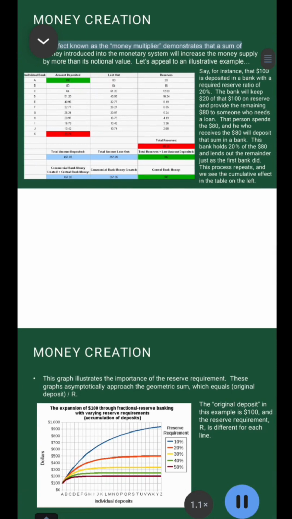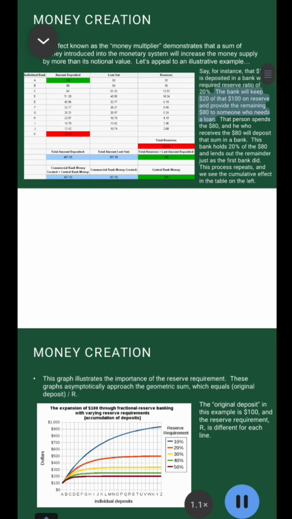Money creation. An effect known as the money multiplier demonstrates that a sum of money introduced into the monetary system will increase the money supply by more than its notional value. Let's appeal to an illustrative example. Say, for instance, that $100 is deposited in a bank with a required reserve ratio of 20%.